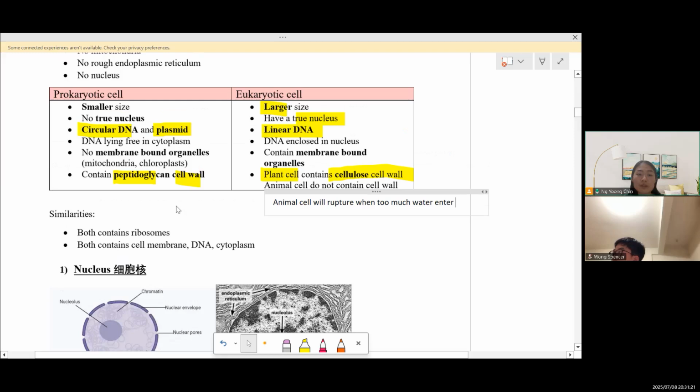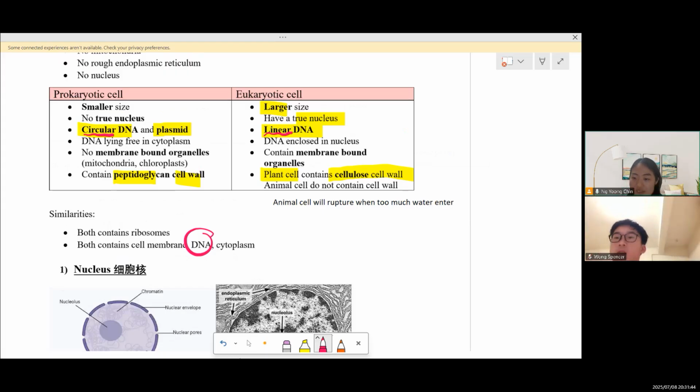And then this is the similarity you can write. Both prokaryotic cells and eukaryotic cells have ribosomes, and both also have a cell membrane, DNA, and cytoplasm. Even though their DNA is different in structure, it is still considered DNA. Just the DNA structure is different. One is circular, one is linear.